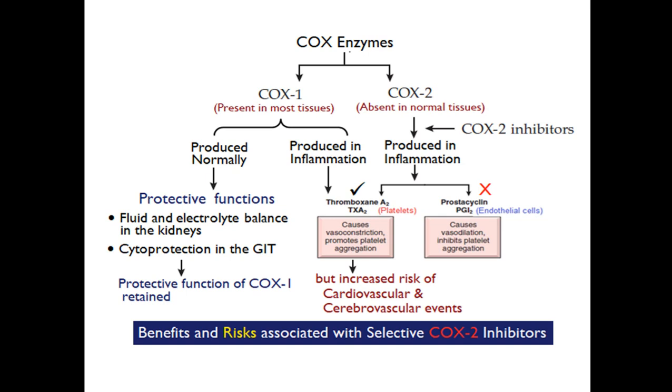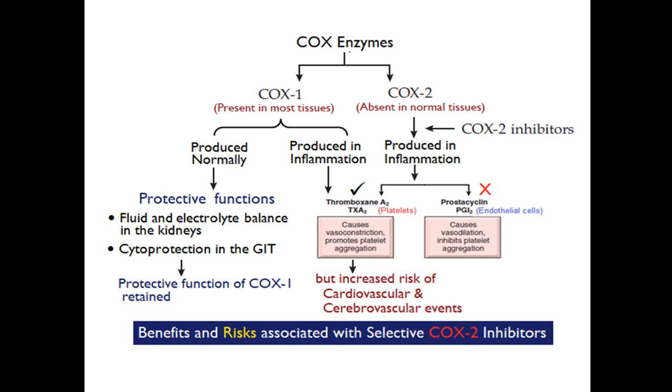And here again, research is going on to use only COX-2 inhibitors. The idea behind using only a COX-2 inhibitor is that the COX-2 enzyme is activated only during the inflammatory process, and here we save the protective functions of the COX-1 enzyme, which plays a role in fluid and electrolyte balance in the kidneys and gives cytoprotection in the gastrointestinal tract. So by inhibiting only the COX-2 enzyme, which is produced during inflammation, we save the beneficial effects of the COX-1 enzyme.